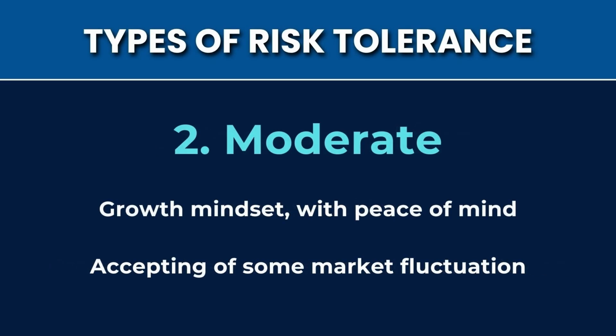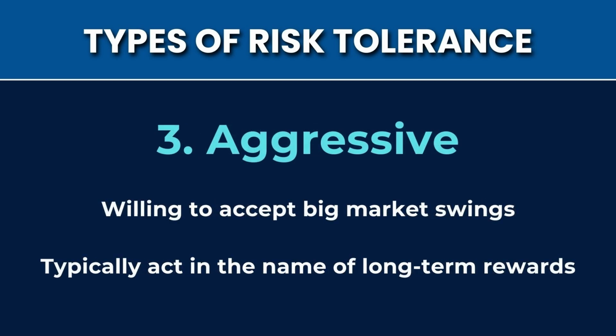The next is moderate, or oftentimes called balanced. With this risk tolerance, you want growth and have a growth mindset, but you also want to sleep at night. This means you're going to be okay with some market fluctuation, but as long as it's not too extreme. The third risk tolerance is aggressive. This usually means you understand market moves and that you're willing to accept big swings if it means a better long-term return. But even aggressive investors can break down if they don't have the right framework or the right plan due to overaggression. This all seems pretty simple, right?